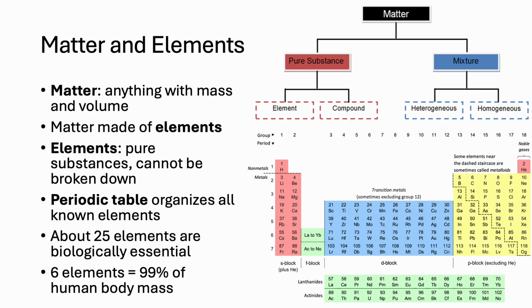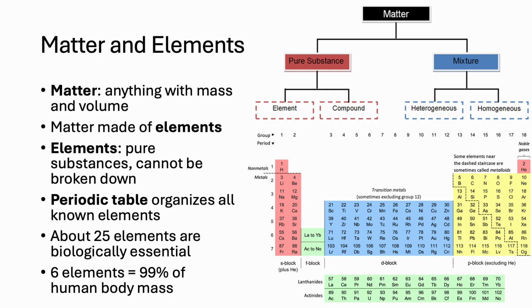Matter is the stuff of the universe. It includes anything that has mass and occupies space, from the chair you sit on to the air you breathe. In biology, we're interested in matter because the body itself is composed of it, organized into cells, tissues, and organs. All matter is made up of elements, pure substances that cannot be broken down into smaller, simpler forms by ordinary chemical reactions. For example, gold and oxygen are elements, but water is not. It's a compound made up of hydrogen and oxygen.